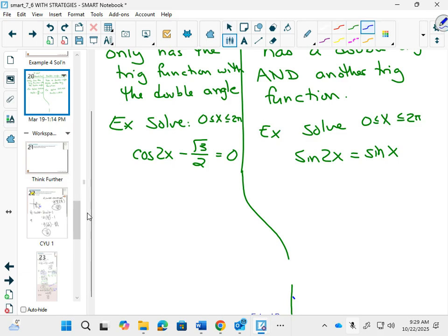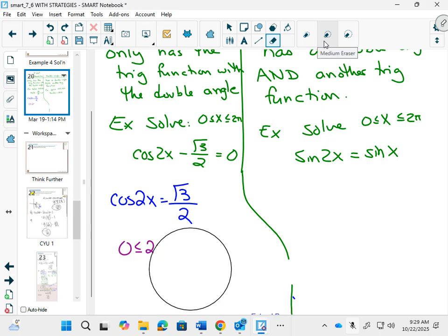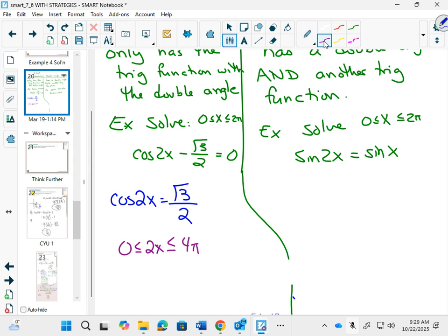So the first one, if you only have the 2x in one function, we'd solve this like a normal multi-revolution question. How do we solve multi-revolution questions? Well, first of all, we rewrite the domain for 2x. Oops, pi. Which would be 2 times around the circle.